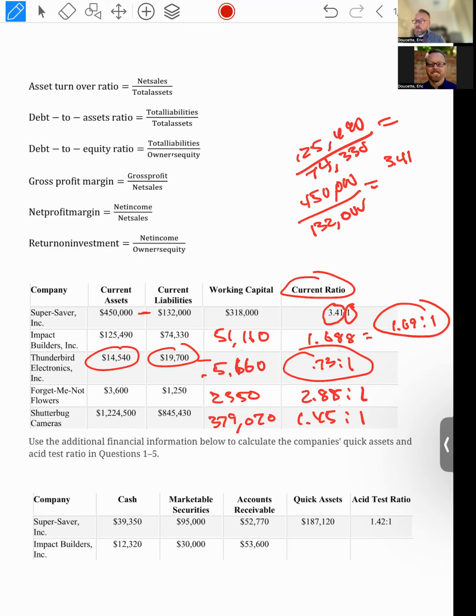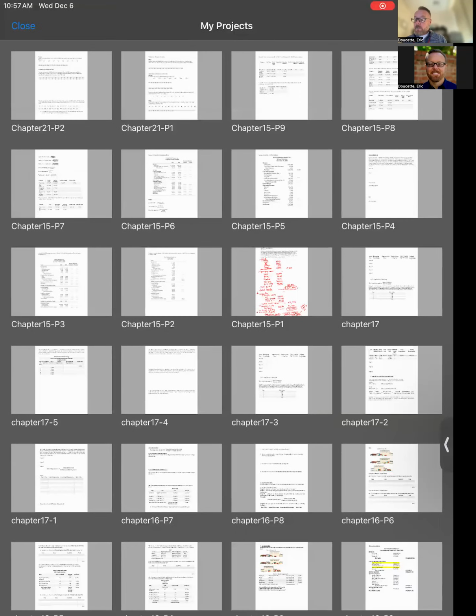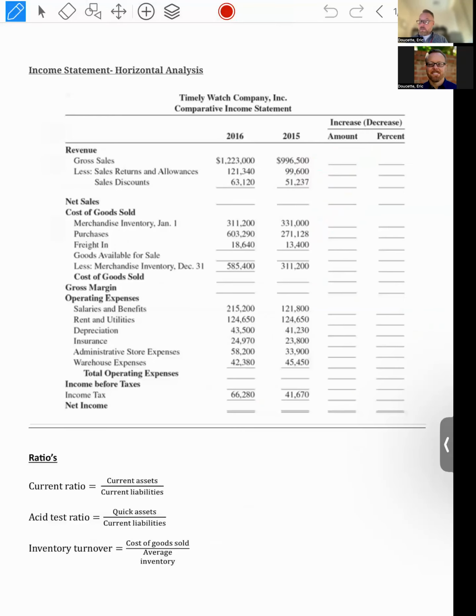And of course, when you have a $5,000 difference and you have more liabilities than assets, you're going to be negative. In this case, you have less than $1 to pay off $1 of liability. All right, so that's what we call the current ratio, sorry. The next one is the acid test ratio. So let me go there real quick. It's right here.